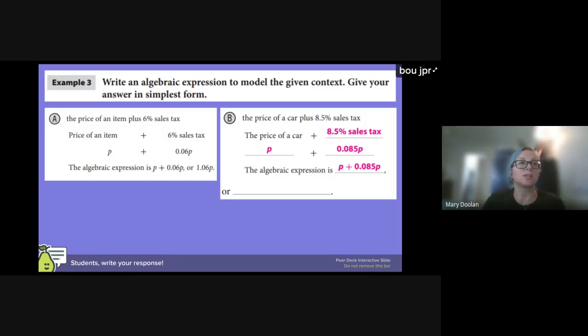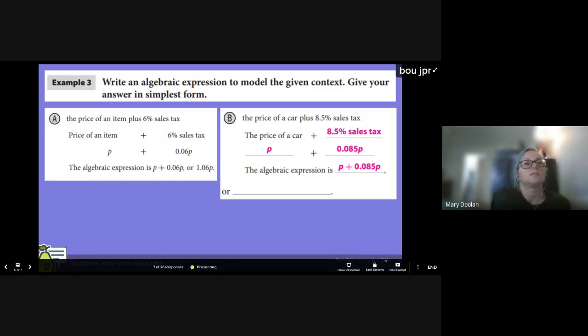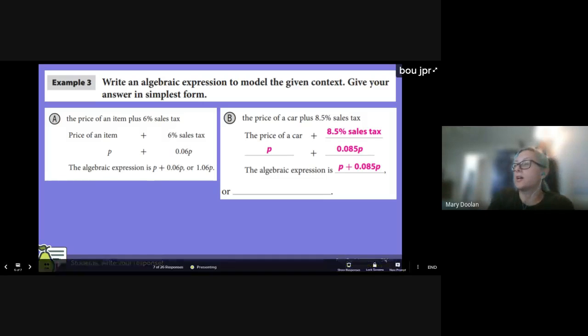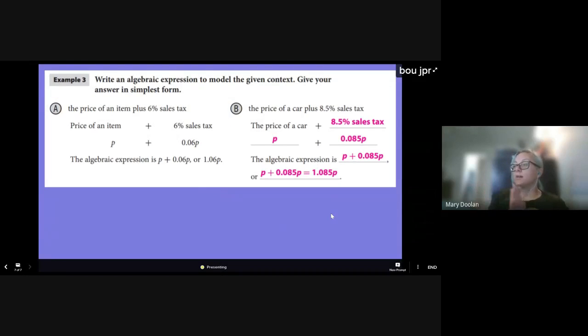Oh, good. I'm seeing some correct answers. So I have 7 responses so far. And we're going to go ahead and go forward because we do have about 10 minutes left in class, and I do want us to have time to do the last assignment. So here's the correct answer, last slide.